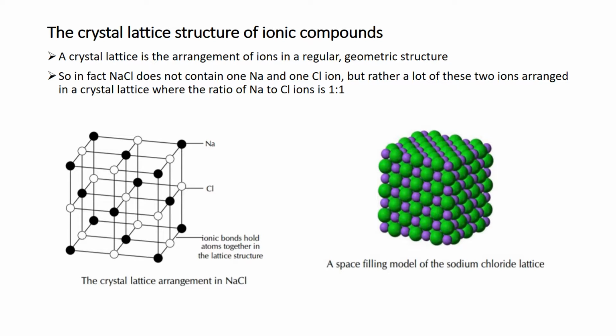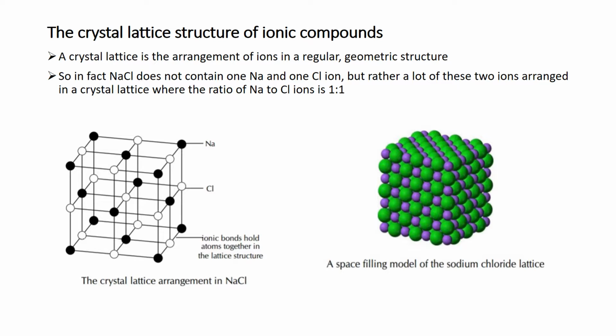Now let's look at the crystal lattice structure of ionic compounds. Ionic compounds tend to form a crystal lattice arrangement. A crystal lattice is the arrangement of ions in a regular geometric structure. As you can see in the structure below, the green atoms are chlorine atoms, and the purple ones are sodium ions.